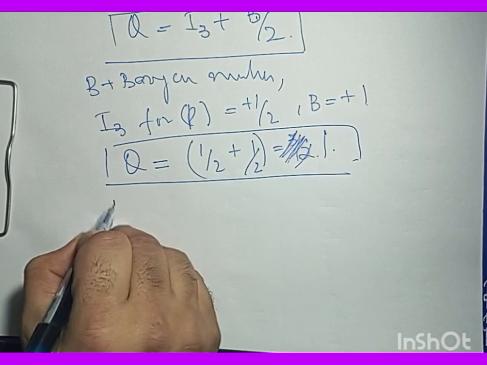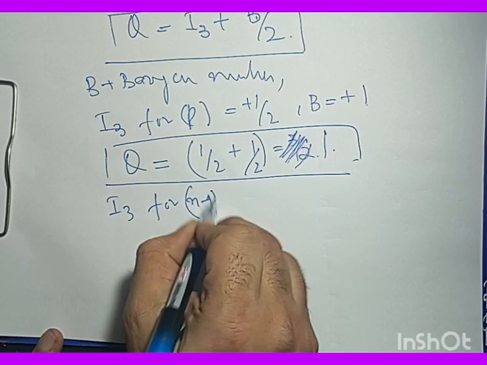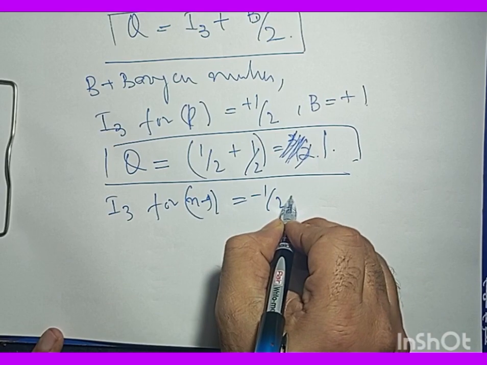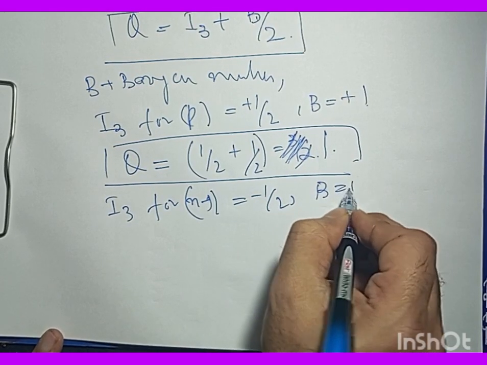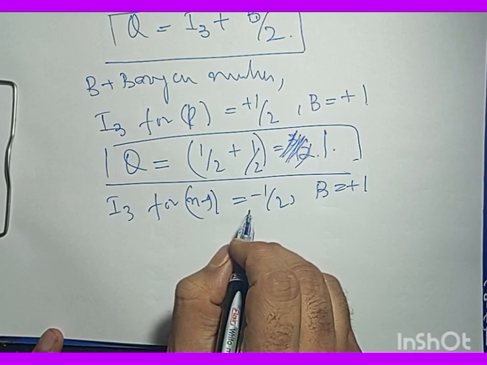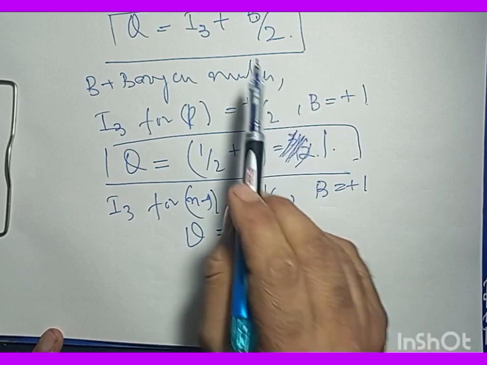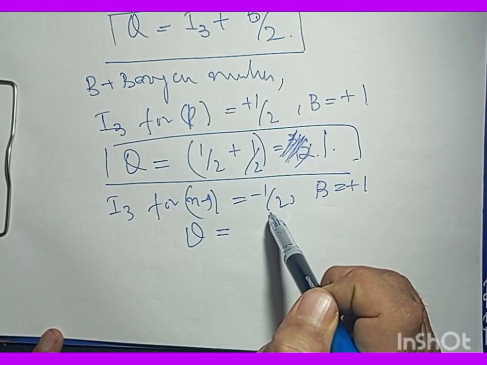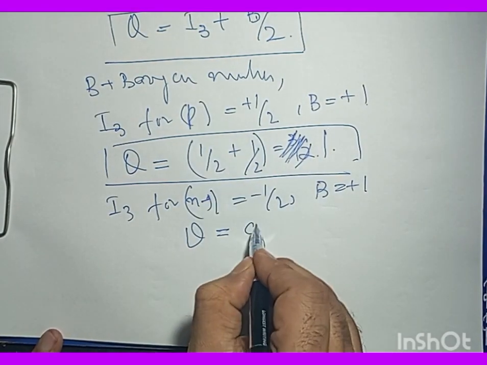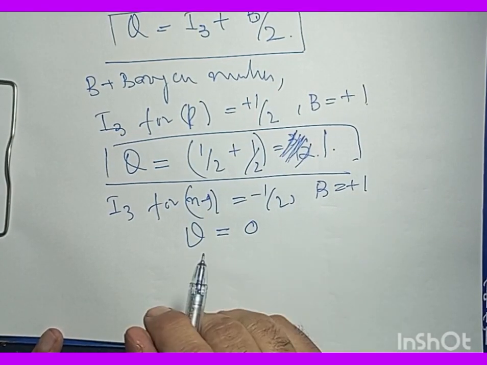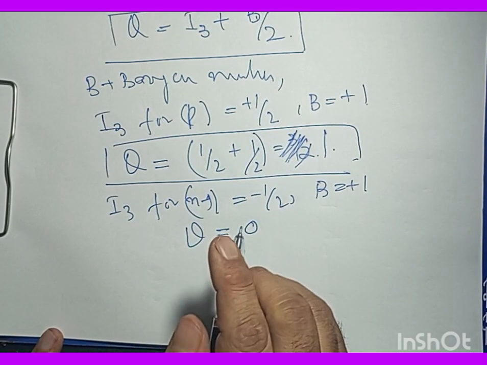And if we say for I3, now I3 for neutron, what's that? I3 for neutron is minus half, and its baryon number is plus 1. So what we are going to get here is Q is, for I3, I have minus 1 by 2, and this is plus 1 by 2. The two will cancel, and this Q will come out to be 0. So we can say here that the net charge on the neutron is equal to 0.